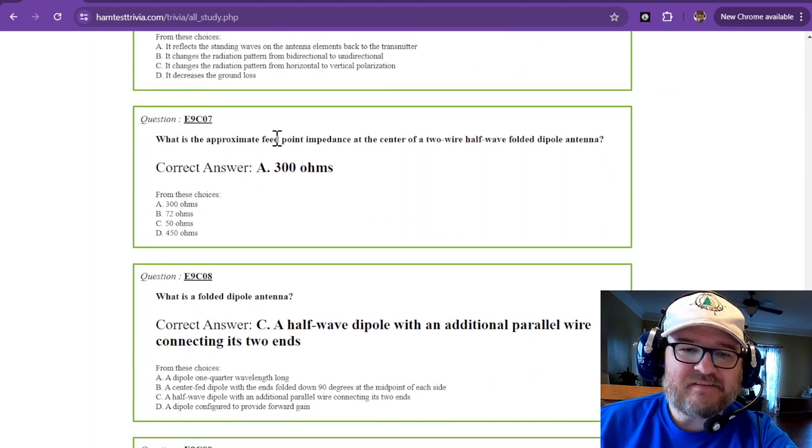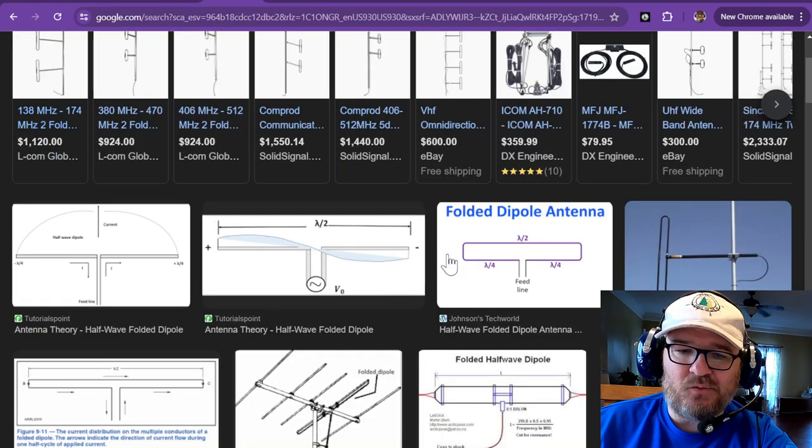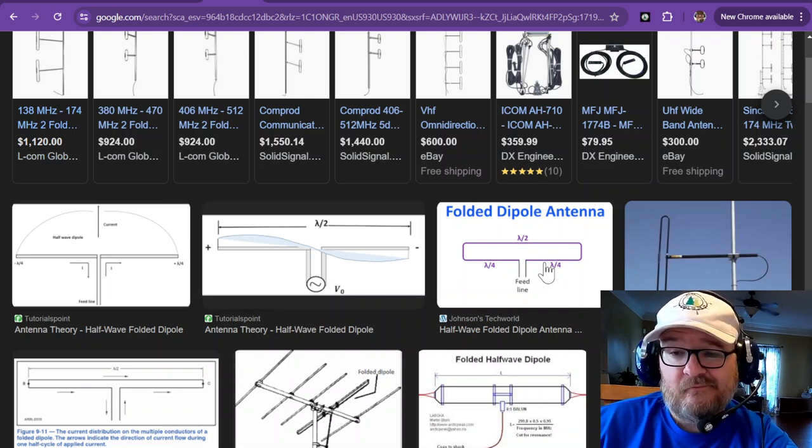What is the approximate feed point impedance at the center of a two-wire, half-wave, folded dipole antenna? And that is 300 ohms. So here's what the folded dipole antenna looks like. It's a half wave, and then it comes back with 2/4 wavelengths to your feed line. And you see a lot of these outside the fire stations and whatnot, because they're very simple to make.